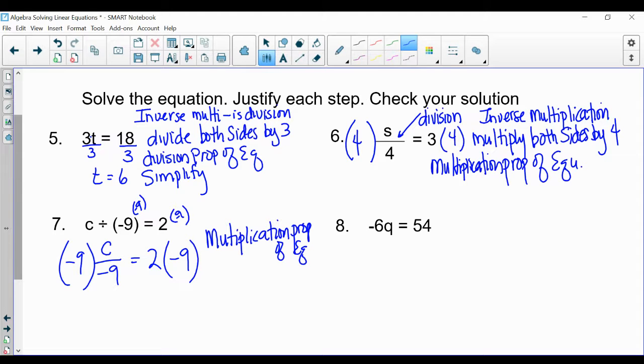Oh, I didn't finish that one up there. I got so excited. So I saw this one over here. Now I know that this simplifies down to 1, so C is equal to negative 18. This is what we did to simplify, and then it's asking me to check.